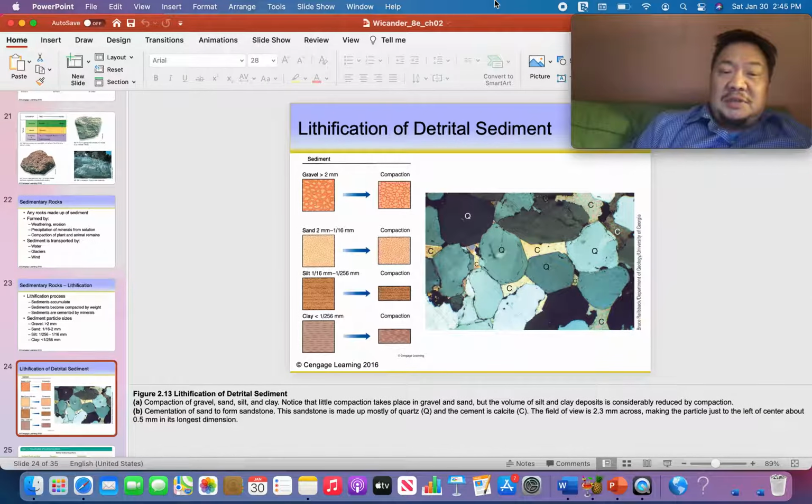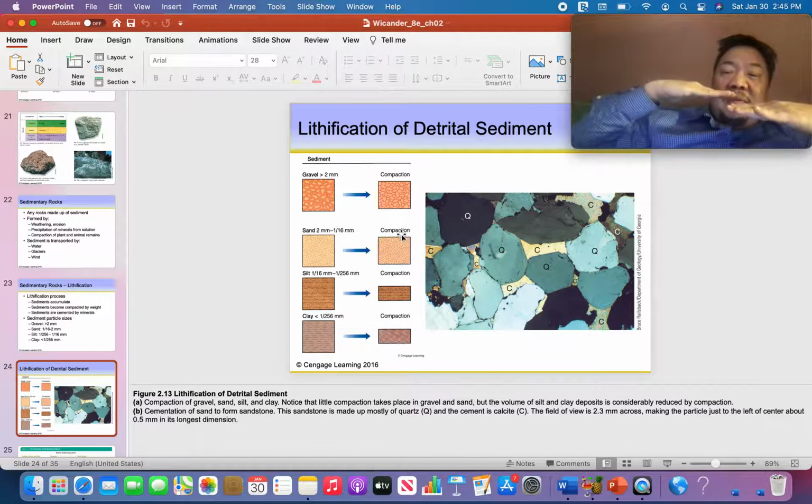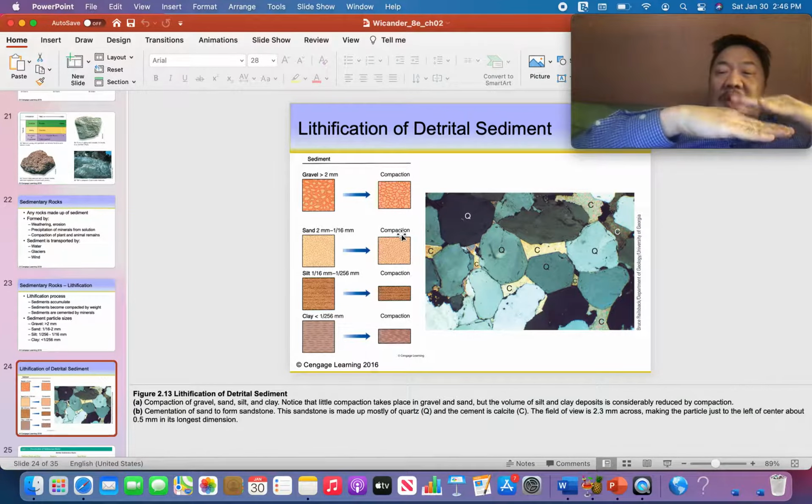to make a quartz sandstone. So to change gravel, sand, silt, or clay into a detrital sedimentary rock, two processes can be involved, either compaction or cementation. Compaction means that you have a sedimentary bed deposited, and another one deposited on top of it.